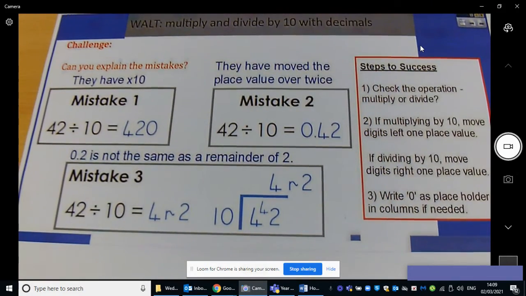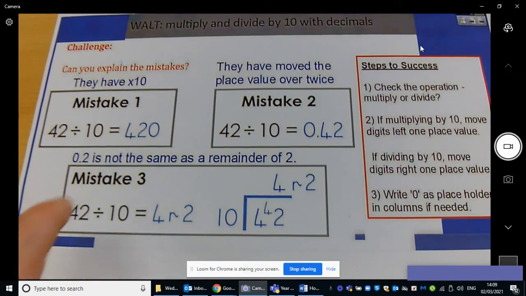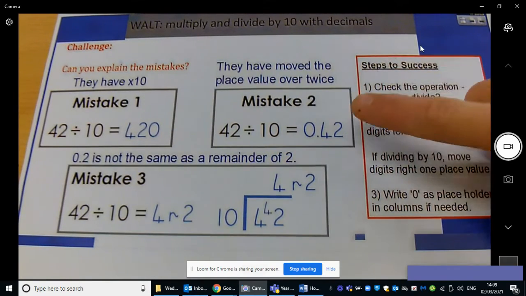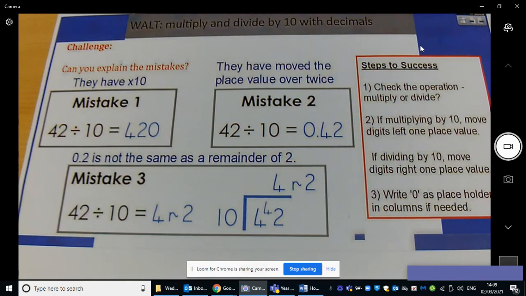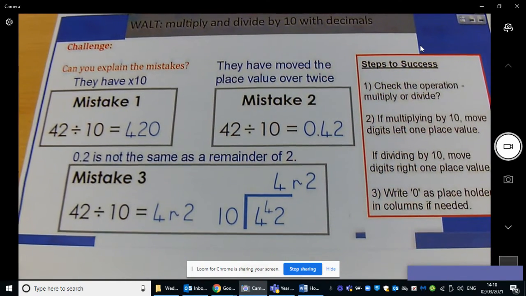So, with the first mistake, they have multiplied this one by 10. So 42 times 10 would be 420. Number 2, they've moved the place value over twice. So it should be 4.2 rather than 0.42. So they've moved over the place value 1 too many times. And then with this one here, 0.2 is not the same as a remainder of 2. So remainder 2 is not the same as 0.2. So that's the mistake they've made there.